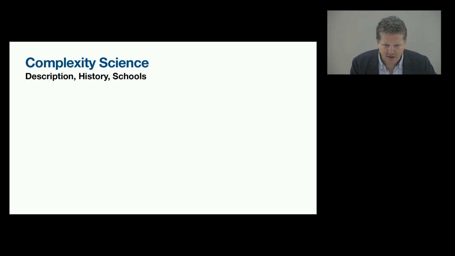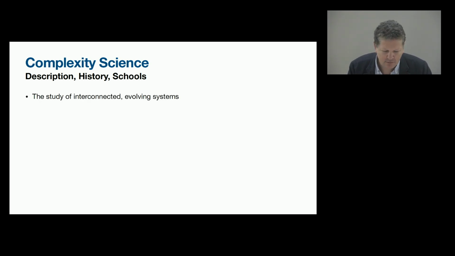So what is complexity science, for those people who don't know? It's a horrible term, but if I'm going to be overly simplistic, I would reduce it to the study of interconnected evolving systems. So you can think of it as just system science. It is the study of how systems work. There's a slight difference between complexity and systems thinking, which I won't go into, but it's broadly the same thing. So that's where we start.